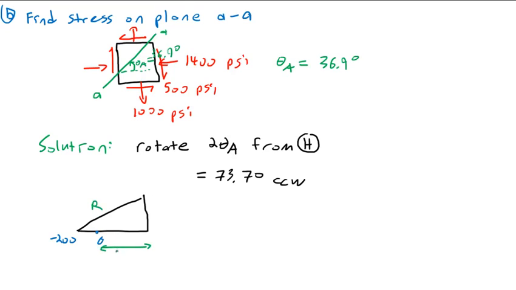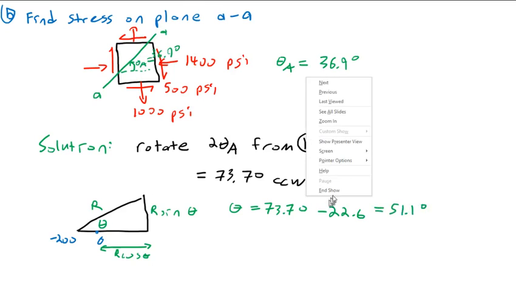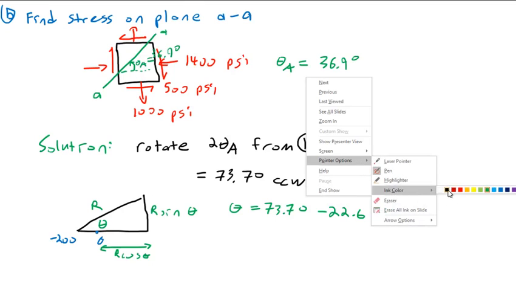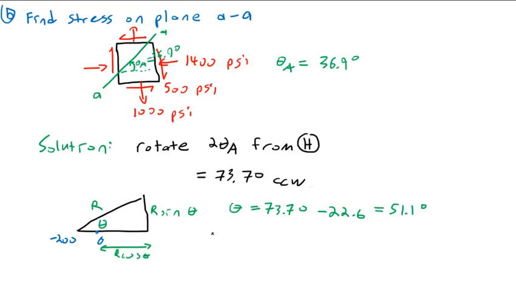This is R. This is R cosine theta, and this is R sine theta. And theta is equal to 73.7 degrees minus 22.6. This is a different theta now, this theta here inside this triangle, which is equal to 51.1 degrees. I know this can be confusing at first. You may have to read the book to really reinforce this.